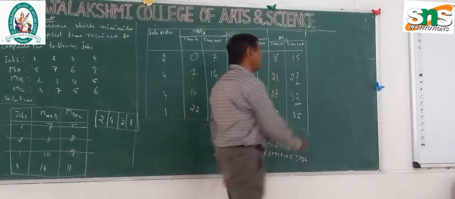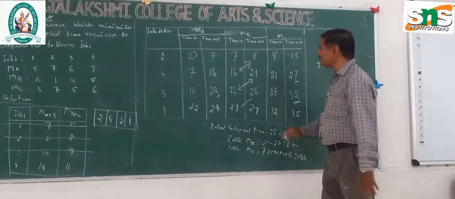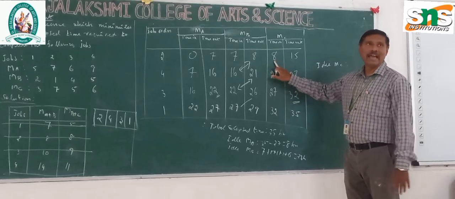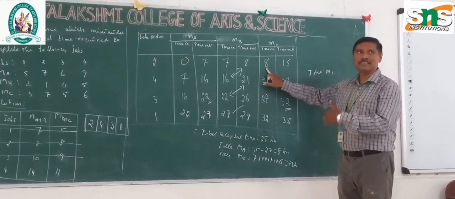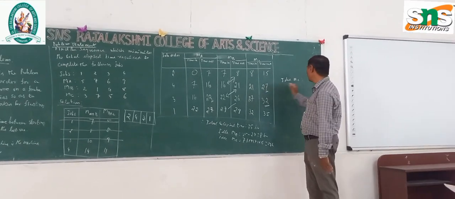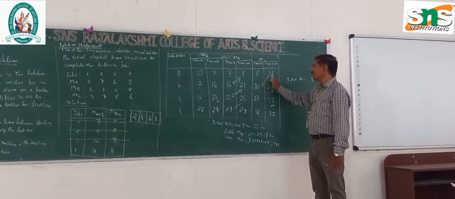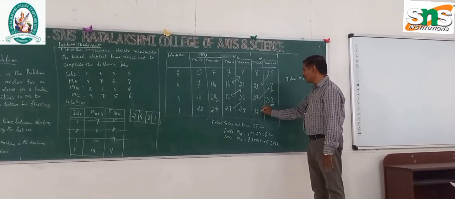Okay. What is the idle time of machine 3 or machine C? Machine 3 starts after 8 hours. Up to that level machine C will be idle. Therefore, the first 8 hours idle. Then here 6 hours idle. Next, there is no idle.